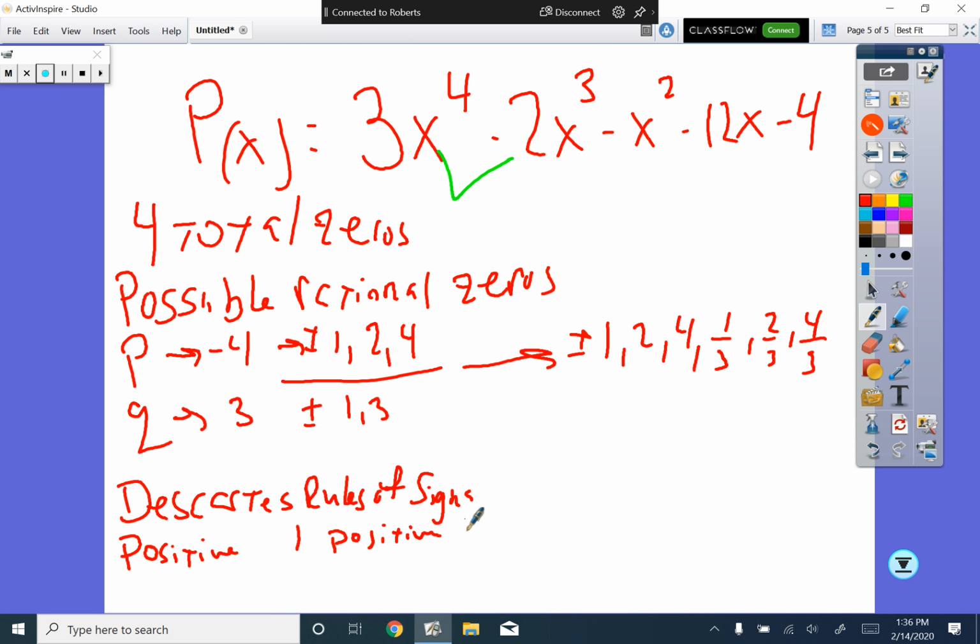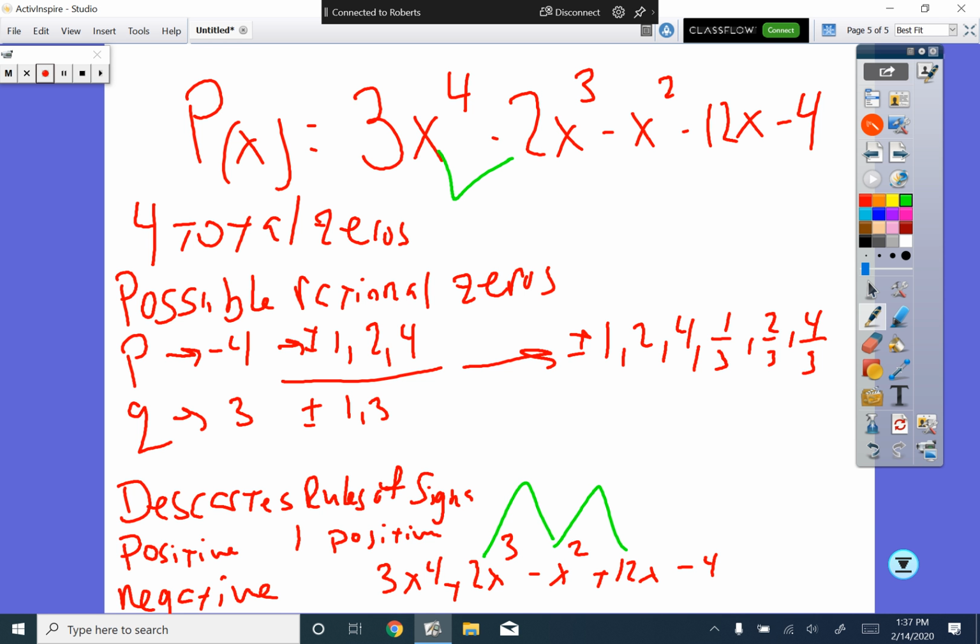Does everybody remember that? How do we find the negative? Plug in negative x. Here's what I would get if I had negative x: 3x to the 4th plus 2x cubed minus x squared plus 12x minus 4. How many sign changes do I have? 1, 2, 3. So I should have how many negatives? 3 or 1.